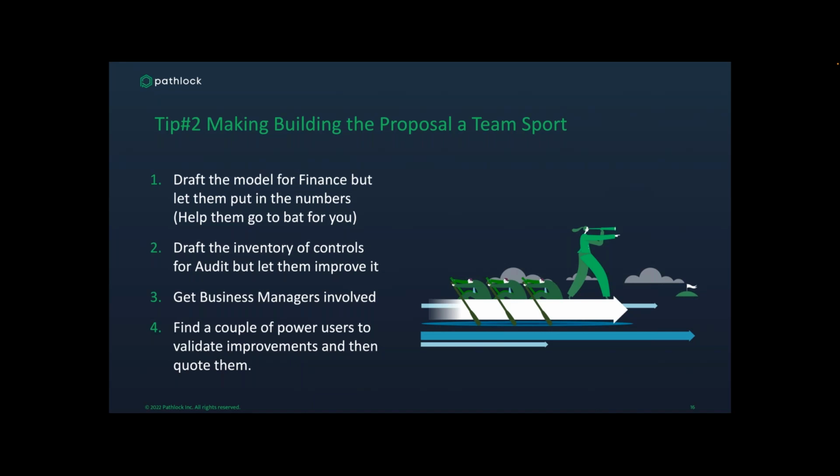Maybe you can draft the model, and then finance can come in and put in the numbers. Audit's the same way. Perhaps you can draft an inventory of controls based on conversations with them, but find someone in audit to help them engage and specifically build out that list and own the list of controls and how those controls, if automated, would improve audit's work. Helping them to own that piece can go a long way.